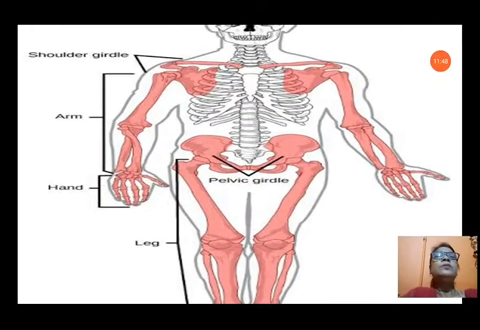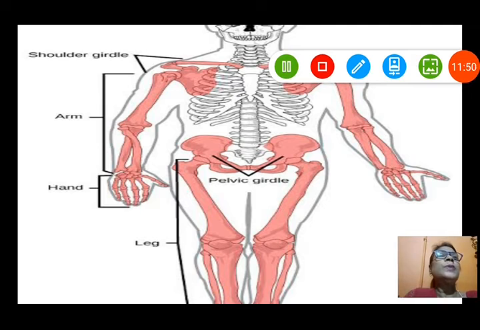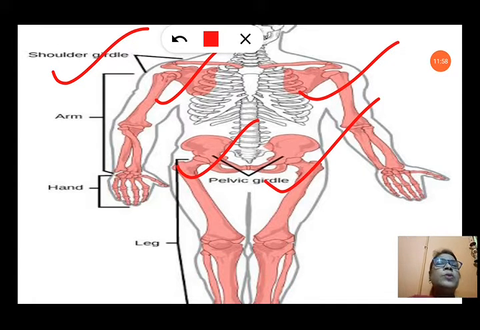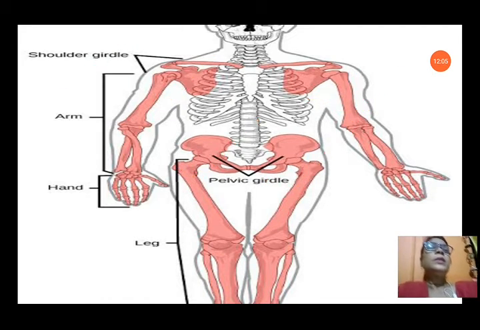You can see here the shoulder girdle, that is also known as pectoral girdle, left and right, and here you can see the arm, and here the leg. You can also see the pelvic girdle, right and left. The leg is connected with the pelvic girdle and the arm is connected with the pectoral girdle to our axial skeleton.